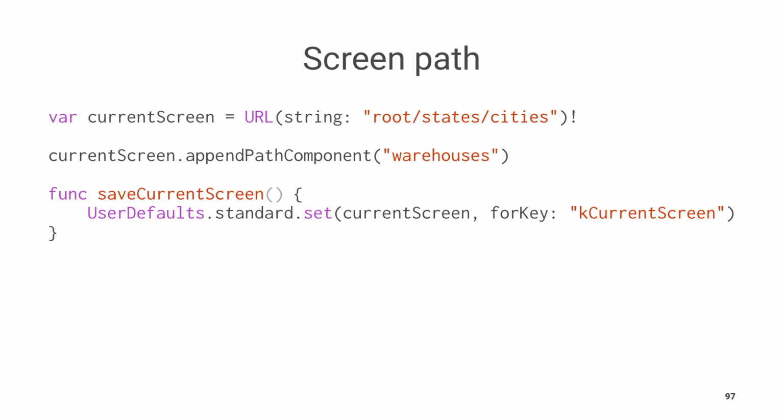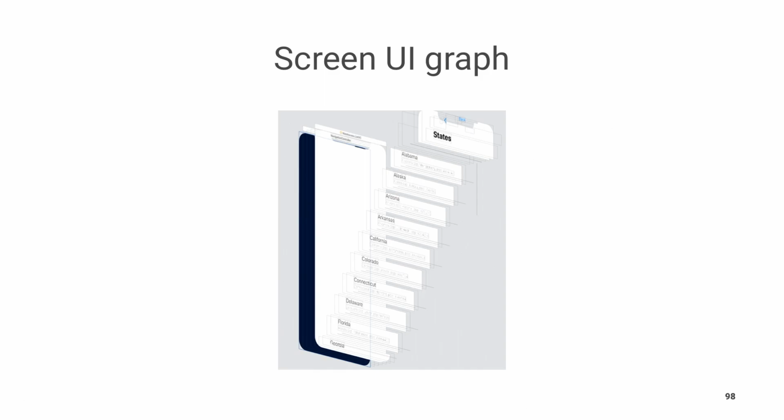And the third option is to serialize and store the entire object graph of UI elements, but not just UI elements. We also need to serialize some corresponding data models. For instance, if we serialize a navigation controller, we also serialize its navigation stack. If we serialize some screen, we also serialize its view model. So this way, we can retrieve everything when the app relaunches.